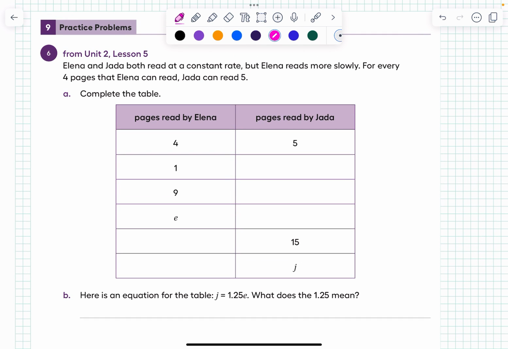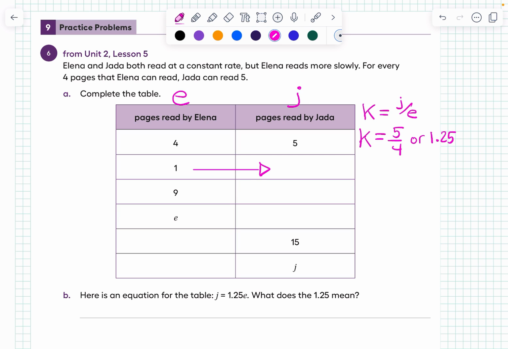All right, let's do this. They're clearly using J and E, so let's label our table. I'm going to say E and J. So K is going to equal J divided by E, which is 5 over 4, or 1.25, whatever you want to use. Going across, that's the unit rate. I'm going to use decimals, 1.25. And then we have 9 times 1.25 and E times 1.25.